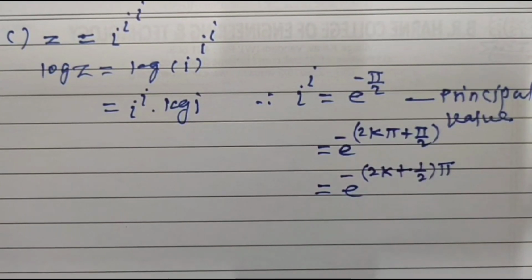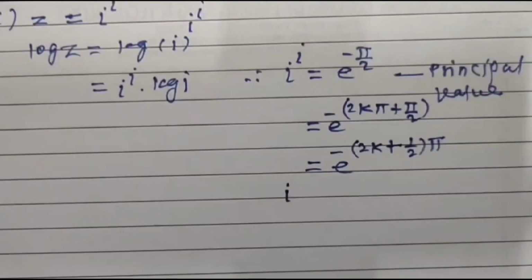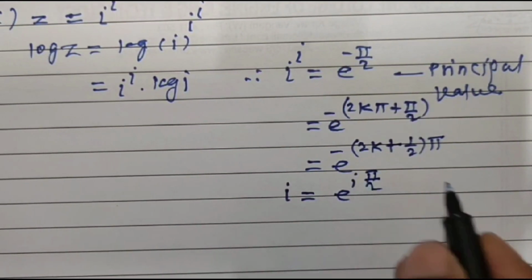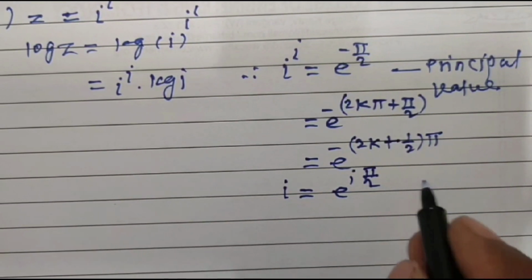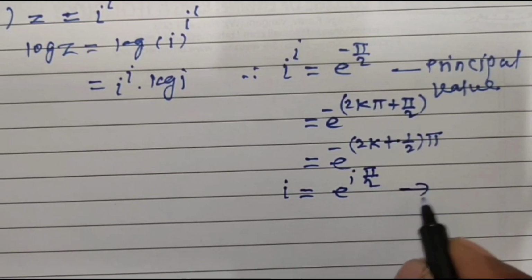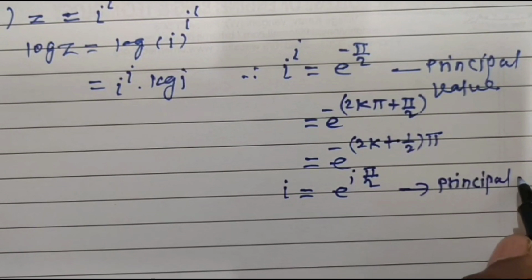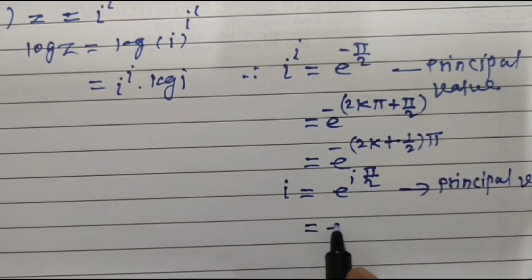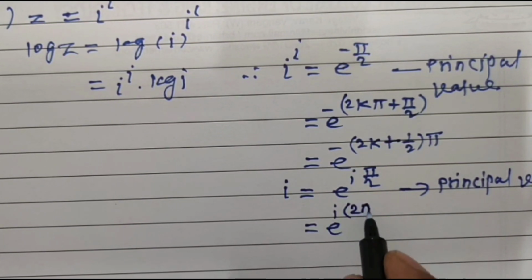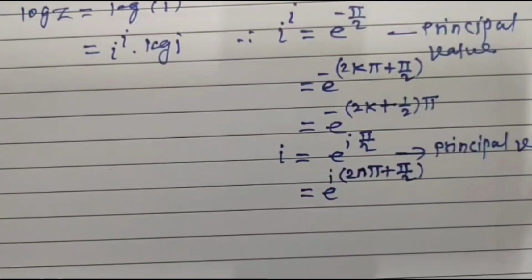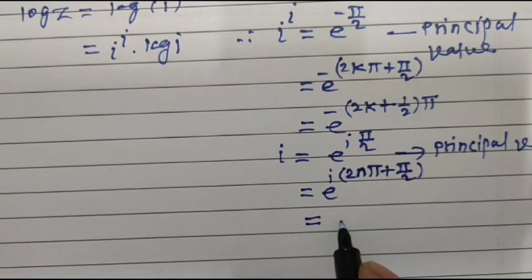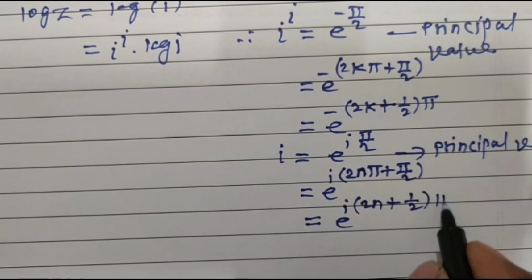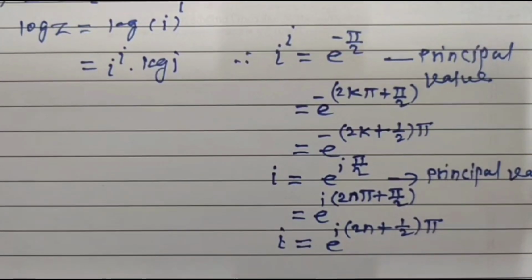This is i to the power i, and you know i is equal to e to the power i pi by 2. This is the principal value of i. Now adding 2n pi in theta, this is equal to e to the power i 2n pi plus pi by 2, and then this is equal to e to the power i 2n plus 1 upon 2 times pi. This is i. Okay, put these values here.